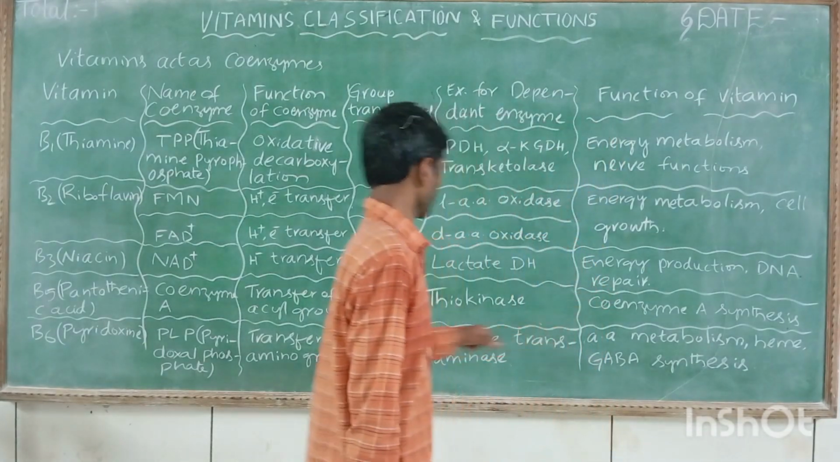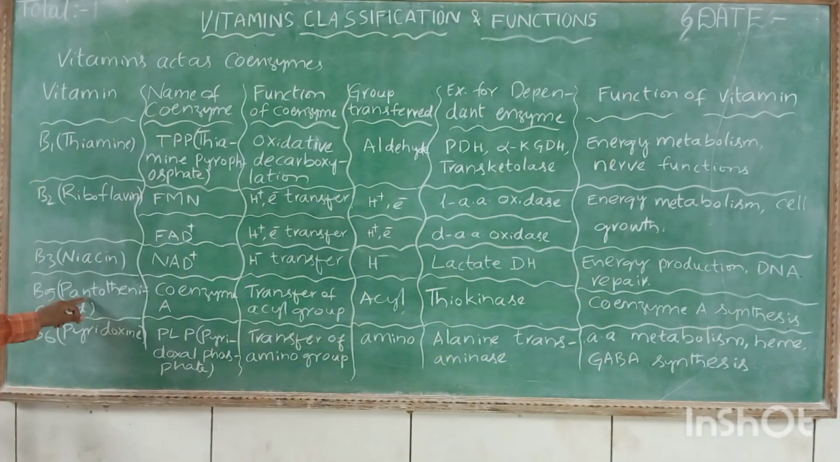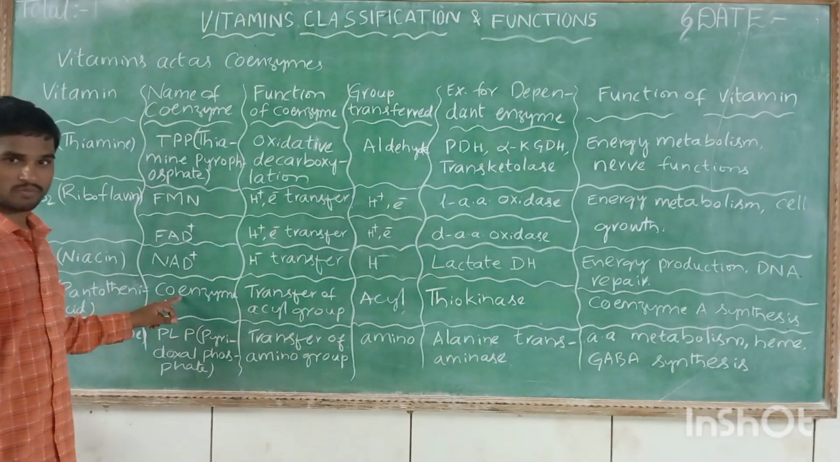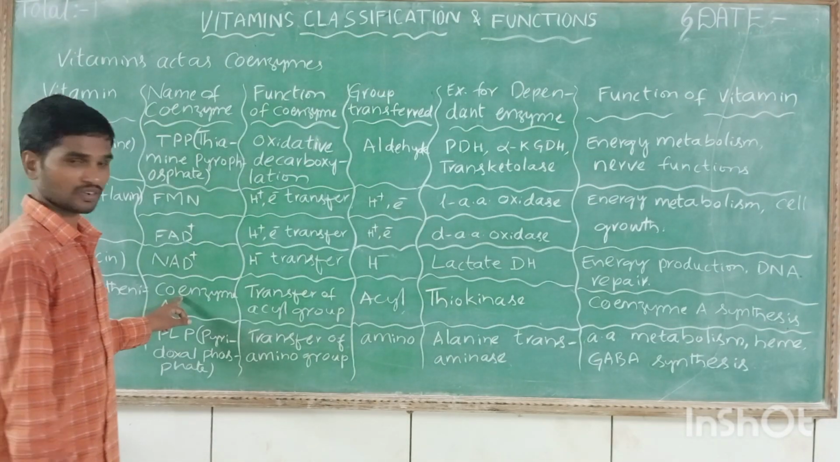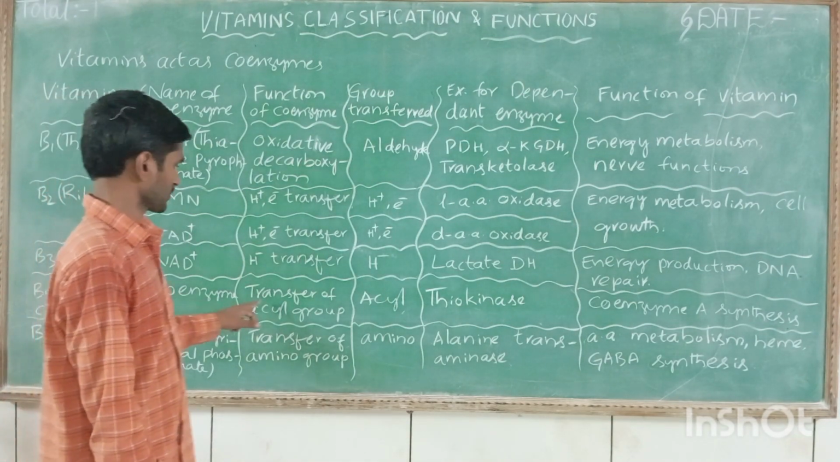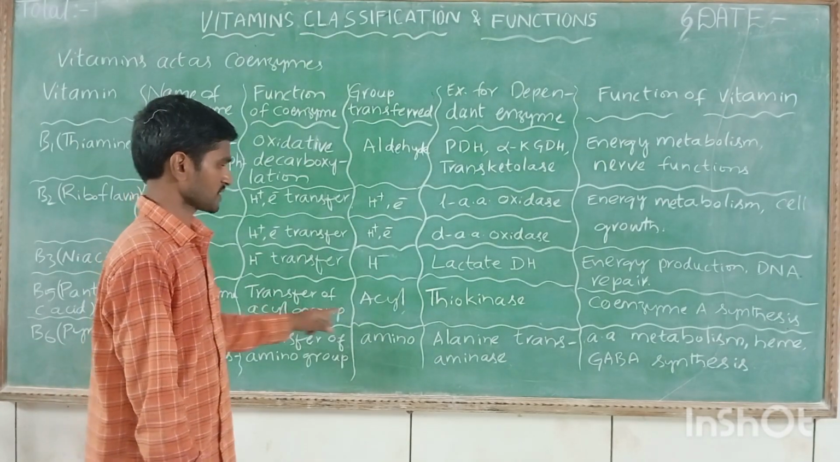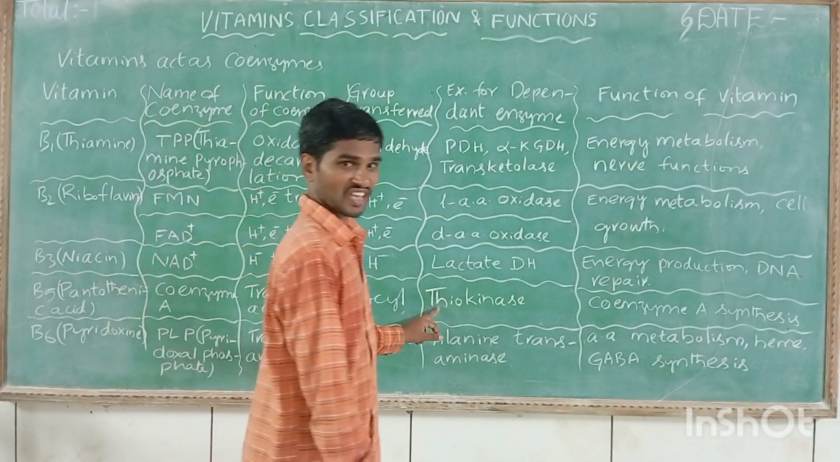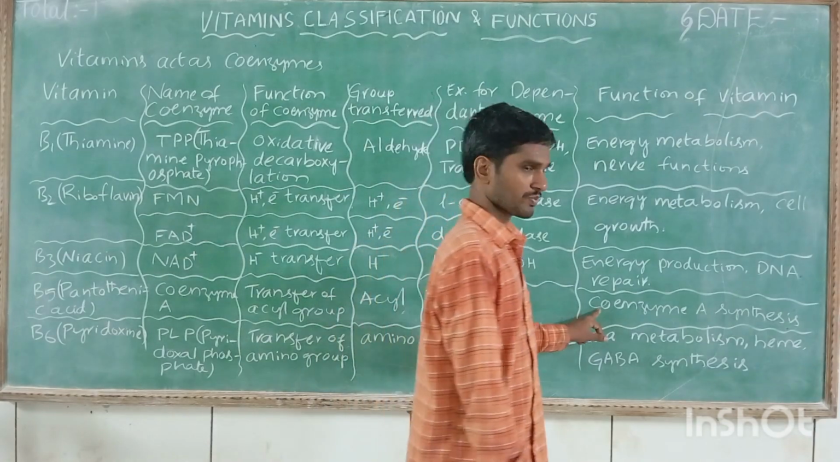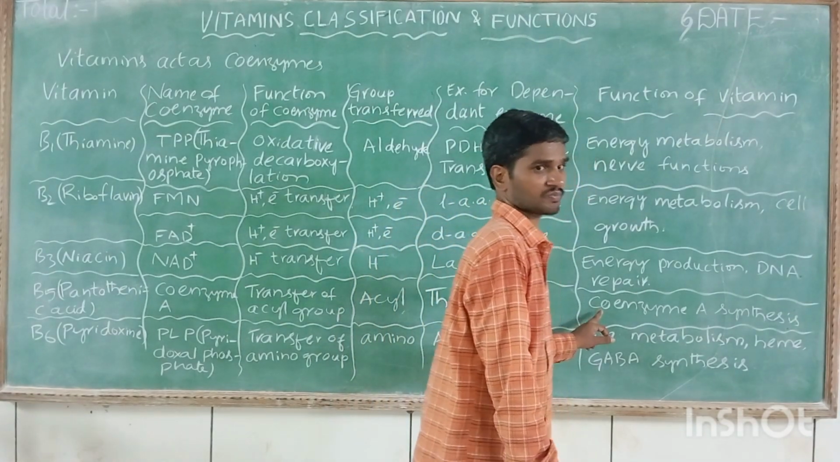Next, vitamin B5 is named pantothenic acid. Coenzyme A is the coenzyme formed from B5. It transfers an acyl group. The dependent enzyme is thiokinase. The function of vitamin B5 is coenzyme A synthesis.